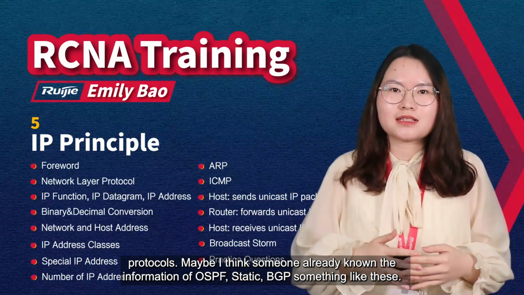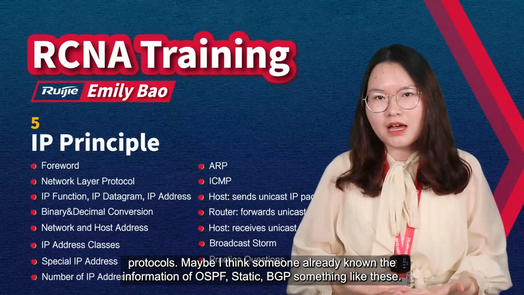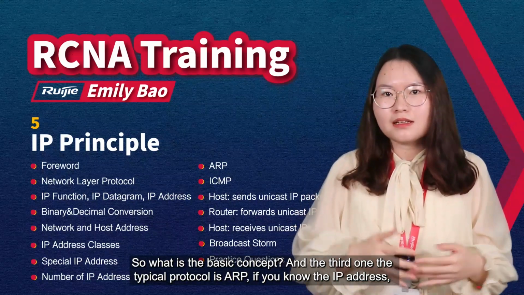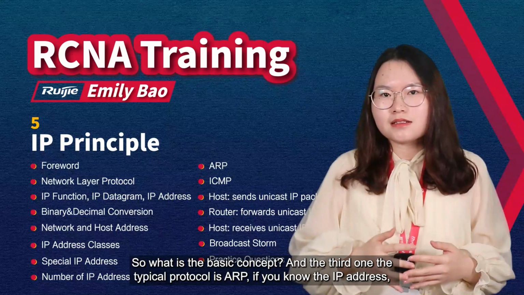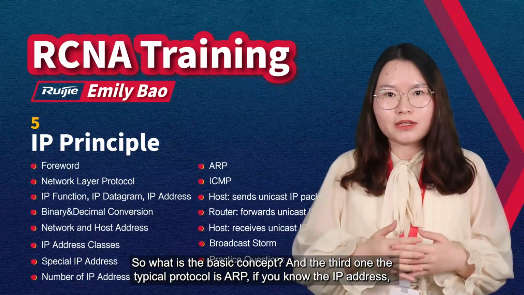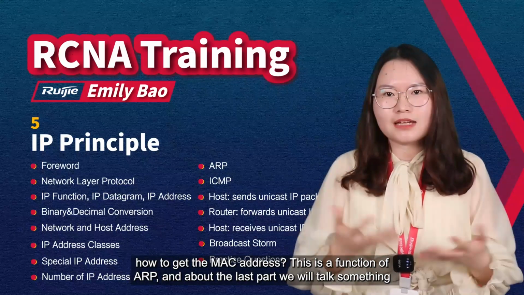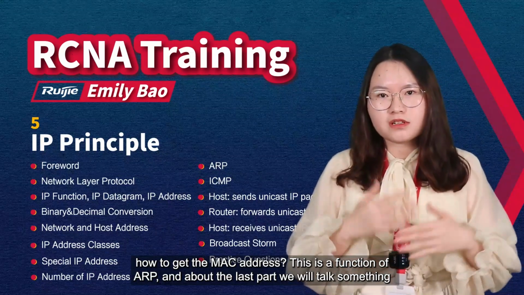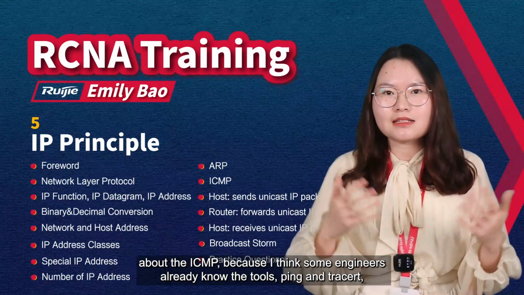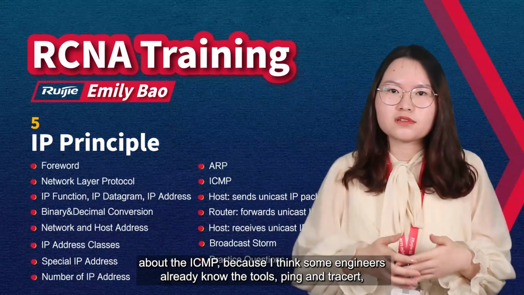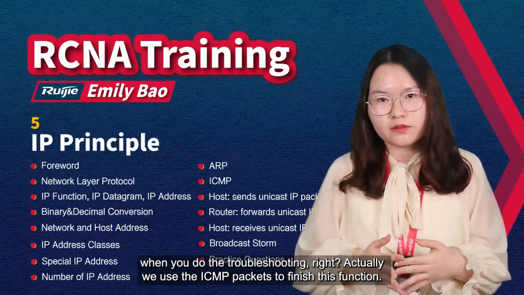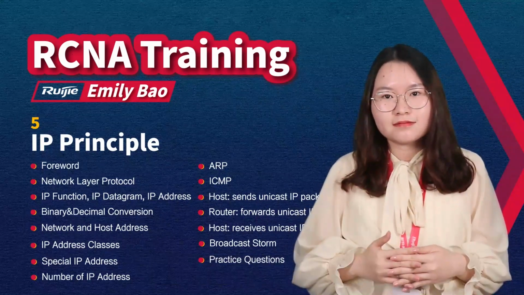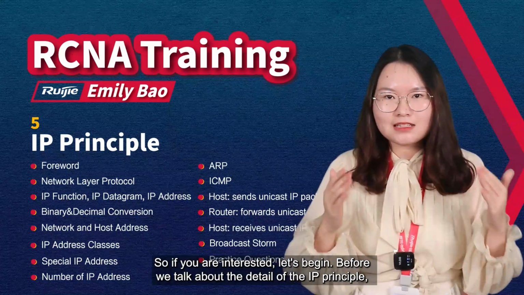Maybe I think some of you already know OSPF, static, BGP, something like this. So what is the basic concept? And the third one, the typical protocol is ARP. If you know the IP address, how to get the MAC address? This is the function of ARP. And about the last part, we will talk about ICMP. Because I think some engineers already know the tools ping and traceroute when you do troubleshooting, right? Actually, we use ICMP packets to finish this function. So if you are interested, let's begin.